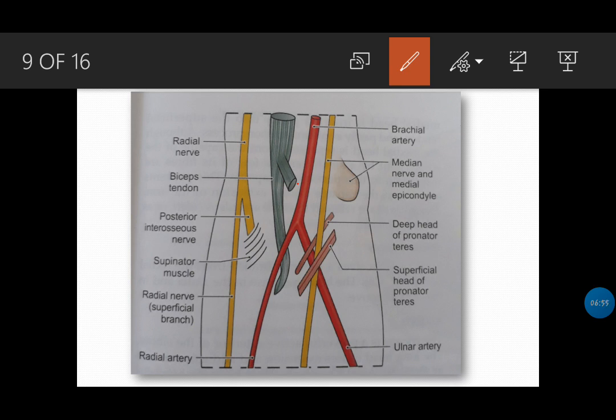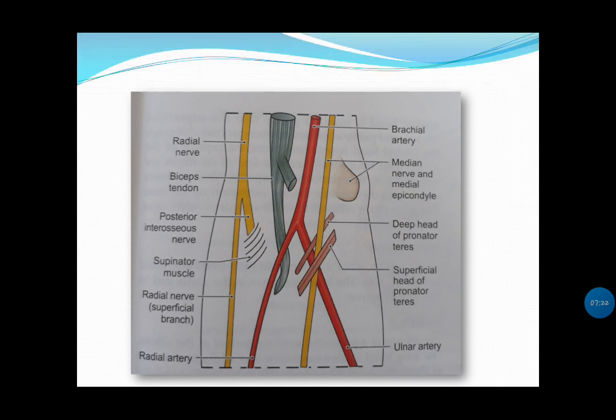This radial nerve gives off posterior interosseous nerve, which pierces the supinator muscle. So next, the superficial branch of radial nerve runs under cover of the brachioradialis muscle. So here these are the contents of cubital fossa. So next, let's see them one by one in detail.